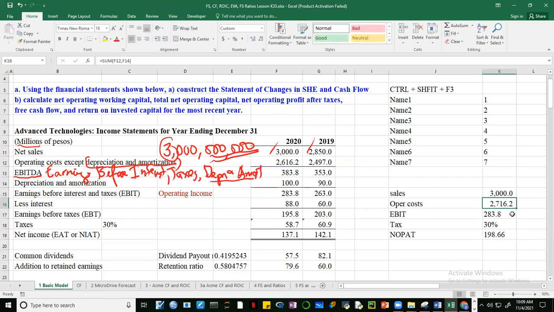Ayan, yung total operating cost natin. Ang EBIT natin, 283.8. Diba? Right? So, here we can see that their sales was more than enough to cover the operating cost. In fact, nag-increase siya nung 2019, it was 263. And it increased to 283.8.